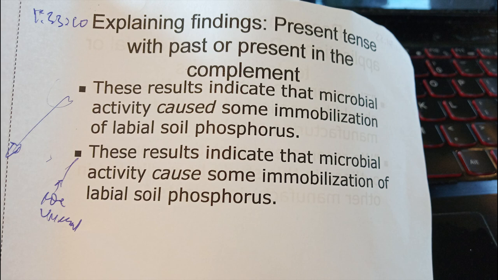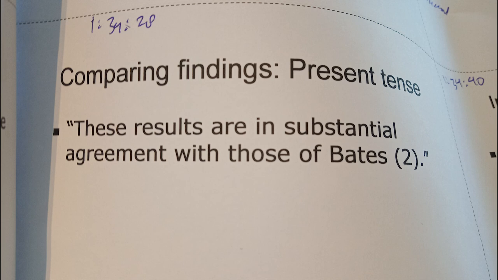These results indicate that microbial activity caused, or these results indicate that microbial activity causes. So it could be cause or causes. Which one is correct? They're both correct. And here's the interesting thing. In the first example, my implication, cause, I mean only in my case, only in this study. But in the second one, causes, I'm being more universal in my implication. I'm thinking all the time that this probably happens. I'm broadening it by using the present tense in my second verb. When I'm comparing the findings, I'm using the present tense. These results are in substantial agreement with those of Bates.